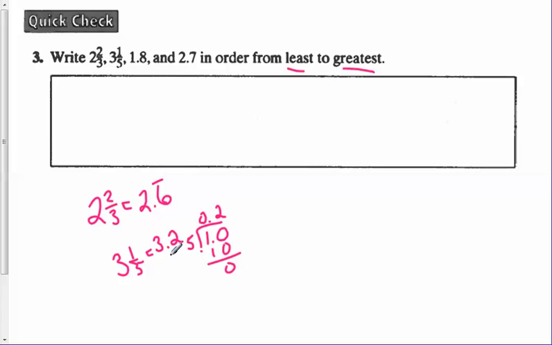Now I have all of them in decimals, so I can compare and order them. I have 1 and 8/10. That's the least, because of the whole number 1. That's followed by 2 and 2/3, because 2.6 repeating is going to be less than 2.7. And then the greatest of all of these is my 3 and 1/5, because 3.2 is greater than 2.7. That's the end of finding equivalent forms of fractions and decimals and then ordering them.